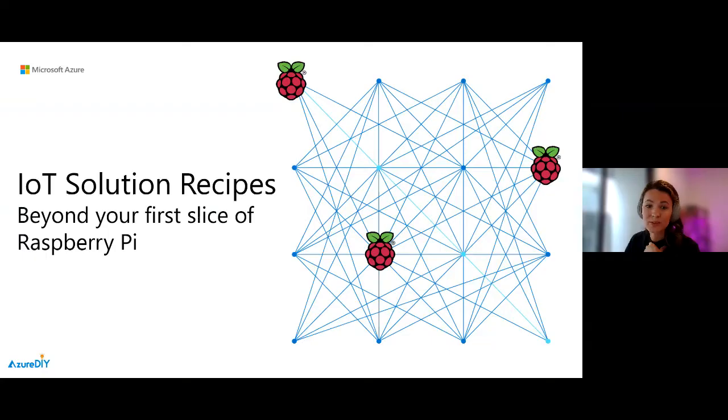Hi, everyone. My name is Valeriia Savenko, and as Duncan has mentioned, welcome to the IoT Solution Recipes, your first slice of Raspberry Pi. Who am I? I am the IoT lead for Australia, focusing on IoT, based in Brisbane. I was supposed to say sunny Brisbane, but it was actually raining the whole day.